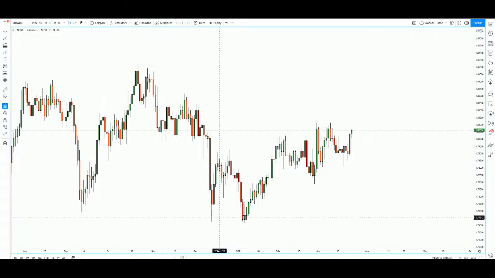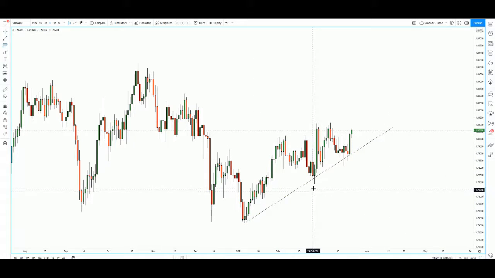Okay, I just want to look at the market structure, and we see that price has been making higher highs and higher lows. So of course we can expect price to make a higher high, right? And with that, on the daily we can also connect the lows with a trend line, and we see that price is holding the trend line very nicely.